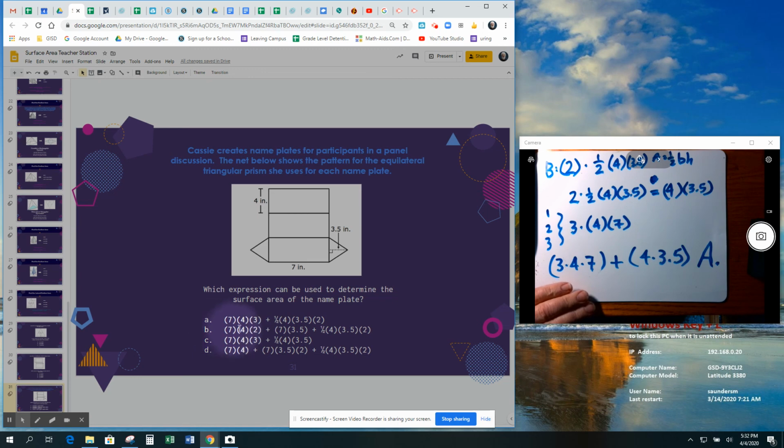Let's see. B says 7 times 4 times 2. Nope, that one's not right. C says 7 times 4 times 3. Yep, we have that. And then it says 1/2 times 4 times 3.5. This one doesn't count both the top and the bottom. It only counts one of them. So that one's not right. And this one has 3 things that it's adding together. That can't be right. Okay, so A works out to be the right answer for us.